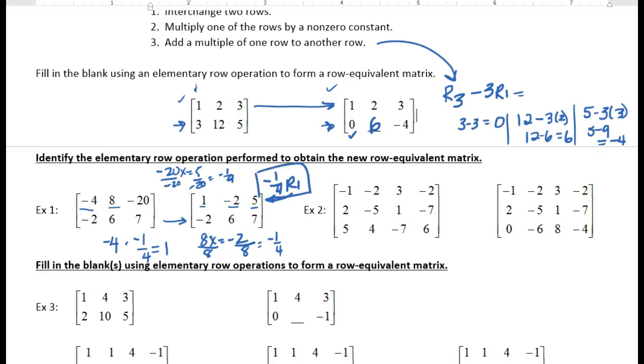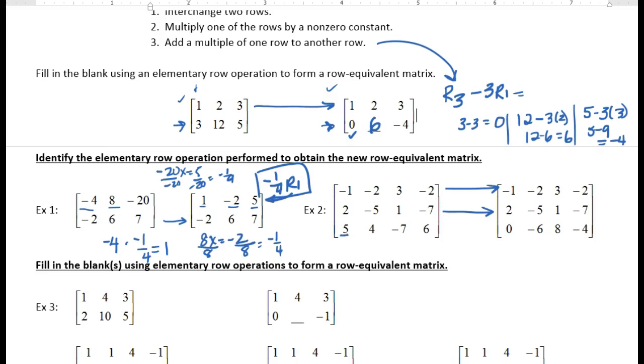Okay? Let's try example 2. Feel free to pause the video and try it on your own before I give it all away. So let's look at this. The first row in both of them is the same. Looks good. Second row, the same. Third row, not the same. So I need to figure out what to do.